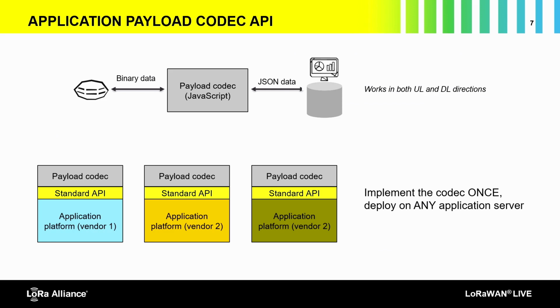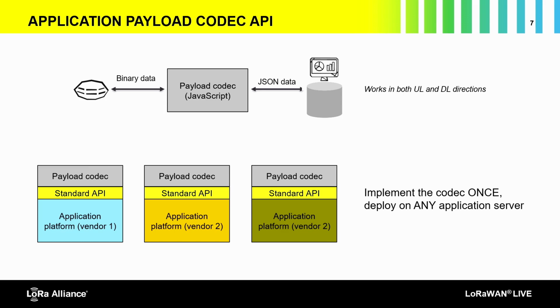Again, the payload codec is a JavaScript code that can translate binary encoded data to JSON and vice versa. We use binary for over-the-air transmission to have the most compact payload for limiting the time on air, which is a very precious resource, not only for the end device, but also for the networks to maintain capacity. But on the network side, the data needs to be translated into JSON after being interpreted according to the application, which only the application owner knows how to do.